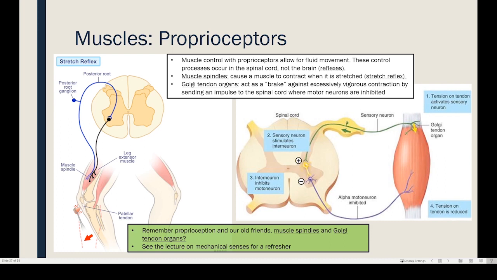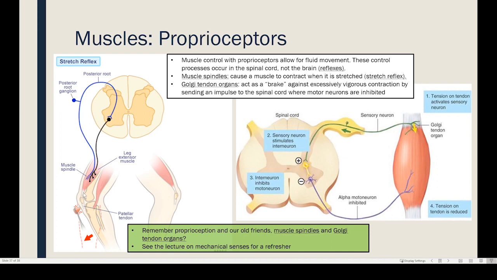So one of the types of proprioceptors are these muscle spindles we've talked about before. They're in the muscles themselves, and they can detect when the muscle is being stretched. And if a muscle is being stretched, then it'll cause it to contract so that it doesn't get stretched too much. And in a similar way, there are these proprioceptors called Golgi tendon organs, and they do a similar thing. They act as a brake against excessively vigorous contraction. So in the other direction, instead of being stretched too much, they're contracted too much. And so they'll send an impulse to the spinal cord where whatever motor neuron is causing the muscle to contract, it'll tell that motor neuron to stop sending that signal.